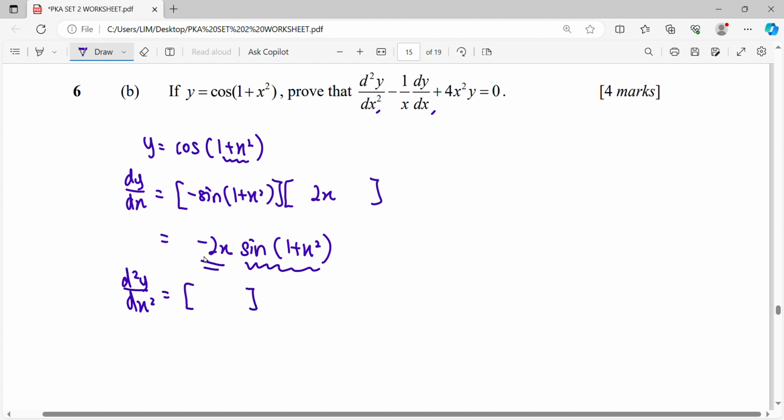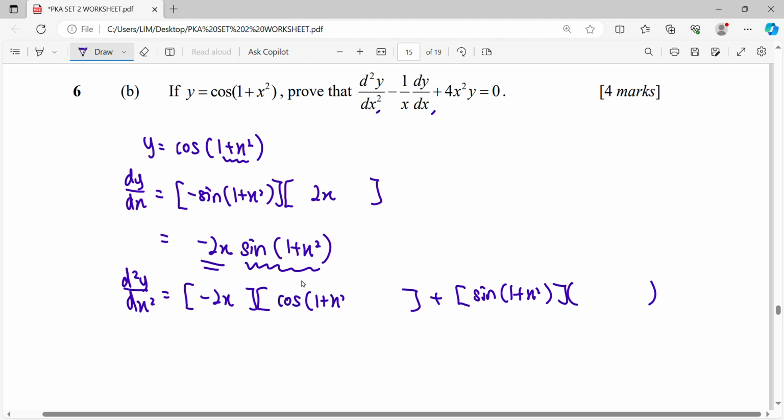salin yang depan, differentiate yang belakang, tambah salin yang belakang, which is sine (1 plus x squared), differentiate yang depan. So salin yang depan, which is negative 2x. Salin depan, differentiate belakang, salin yang belakang, differentiate depan. So salin, differentiate yang belakang. Differentiate sine will give us cos.